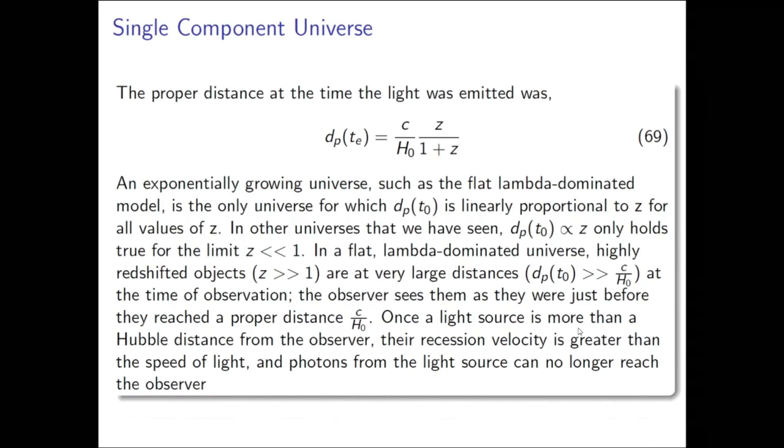So as you can see, this model of the universe is exponentially growing, such as the flat lambda dominated model which we are using right now. So in a universe for which the proper distance at the time of observation is linearly proportional to z for all values of z. As you have seen in a spatially flat universe, at different values of the redshift, you'll also have different rates of expansion.